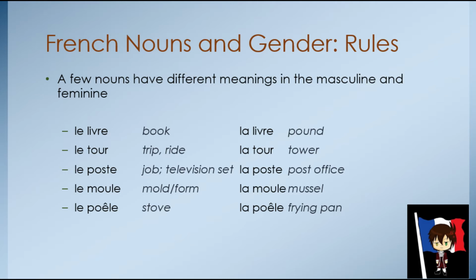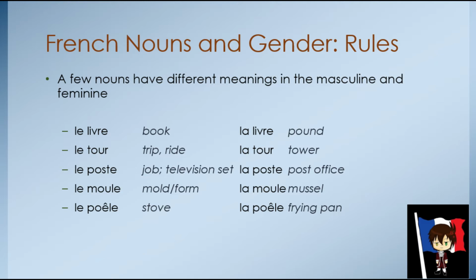Next, le tour. That's trip or ride. Pag tower naman, magiging la tour. Okay? Le poste is job or television set. Pag la poste, that's post office. Next, we have le moule, mold or form. And pag muscle naman, that's la moule.